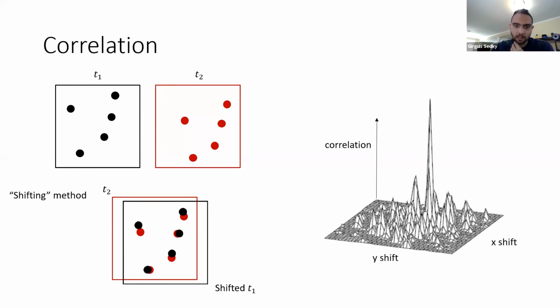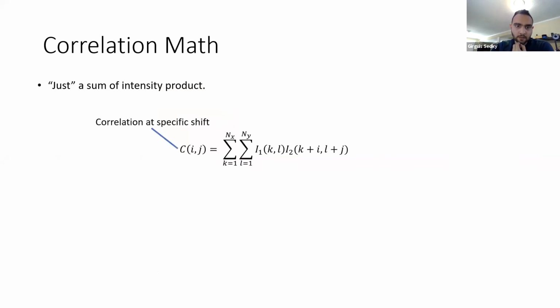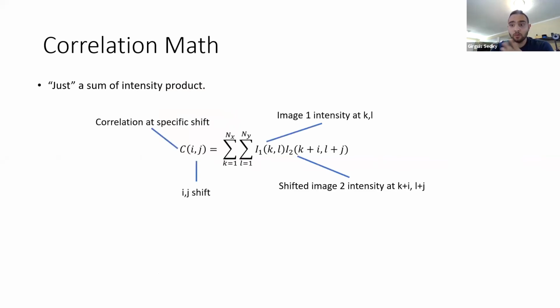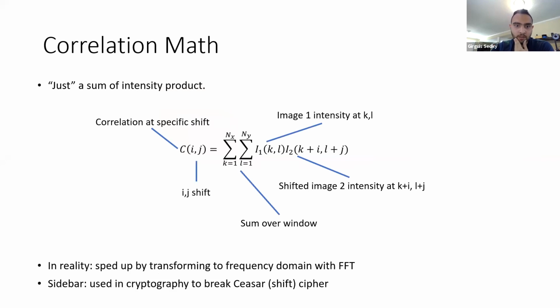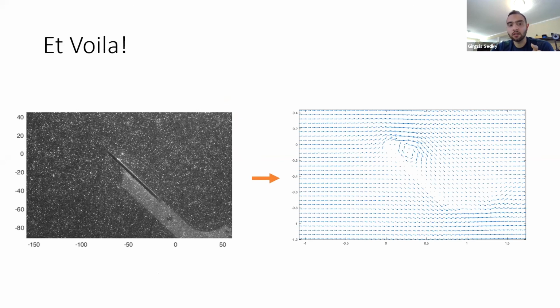So this is just a highlight of the correlation, and I'm going to skip all that because, again, it's too much math. Andrew will post all these slides on the website, and if you have any questions about the later slides, feel free to email me. This is an example of the wing with particles, and this is what the correlation would give you. You get velocity vectors, and you can clearly see the vortex and such.